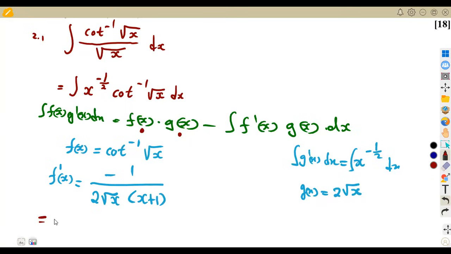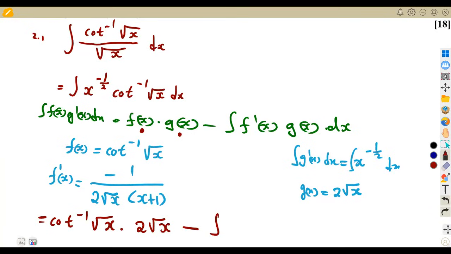Our f of x is arc cot, so this will be arc cot of the square root of x times g of x, our g of x, which is 2 square root of x. So this will be 2 square root of x, minus the integral of the first derivative with respect to x of this, which is this one that we got.